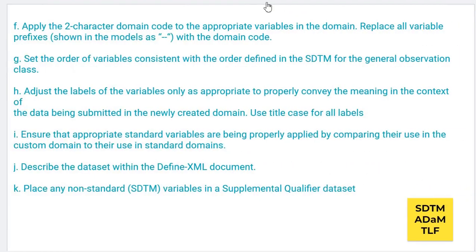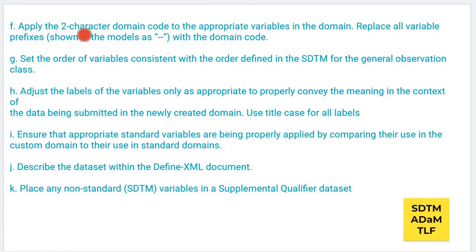Now let's move on to the next part. Once you have decided your 2 character domain code, now you will apply it to all the variables in the domain. So what you have to do is replace all variable prefixes with the domain code. Let's say your domain code is PA.